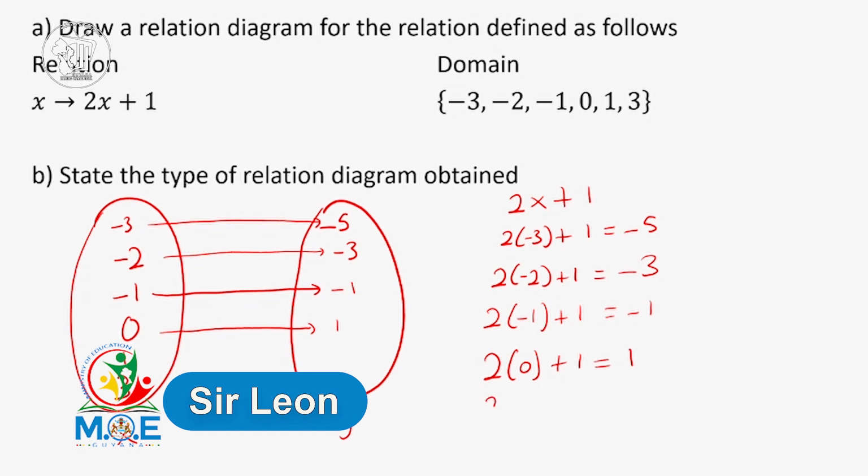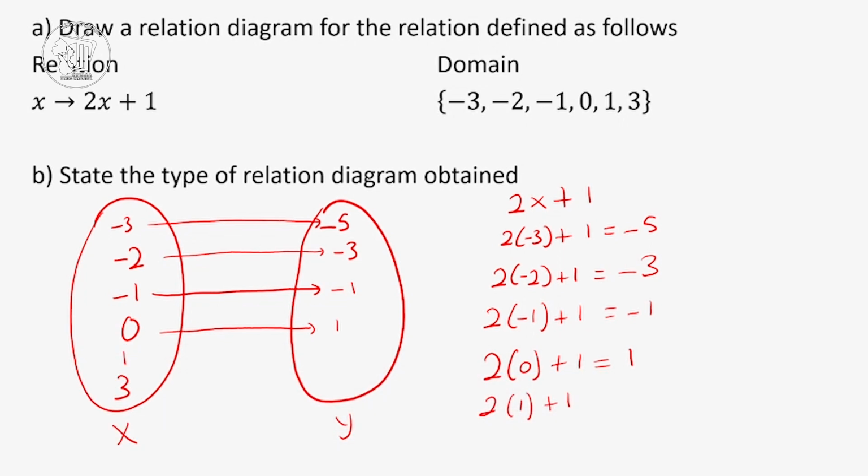And then we have 1. 2 times 1 plus 1 would be 2 1s 2. 2 plus 1 would be 3. So 1 will be mapped onto 3.